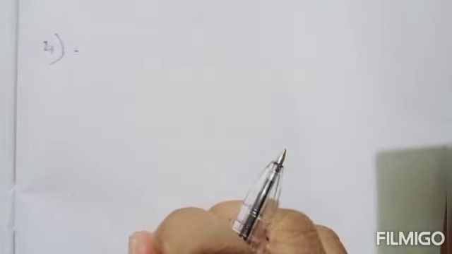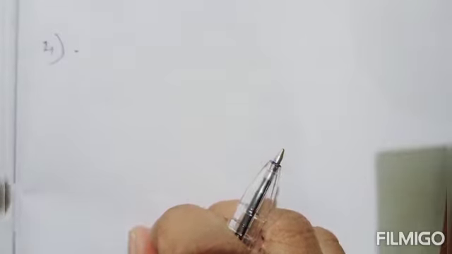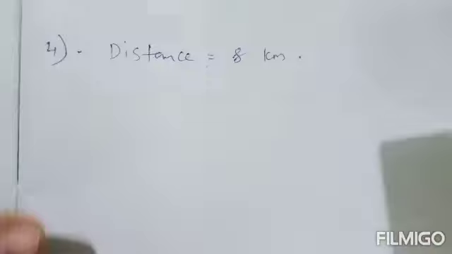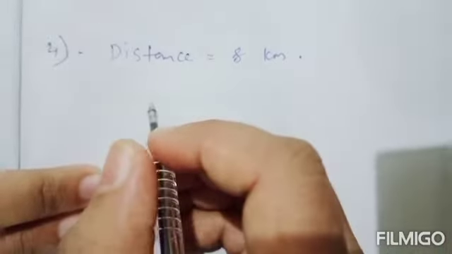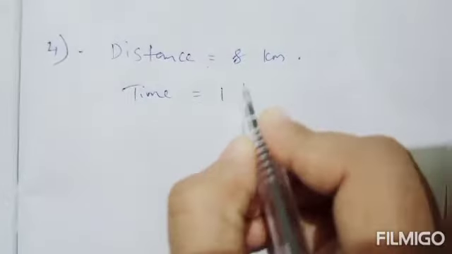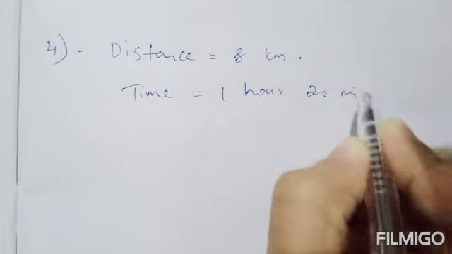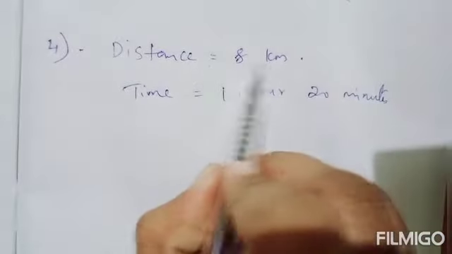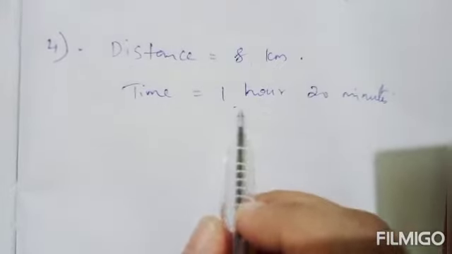Okay. Fourth question. Mr. Amit can walk 8 km in 1 hour 20 minutes. In that, how far does he go in first, 10 minutes, and second, 30 seconds? So here Amit walks a distance of 8 km. So distance we can write as 8 km. Now in order to walk this distance, how much time will he take? It is given as 1 hour 20 minutes.